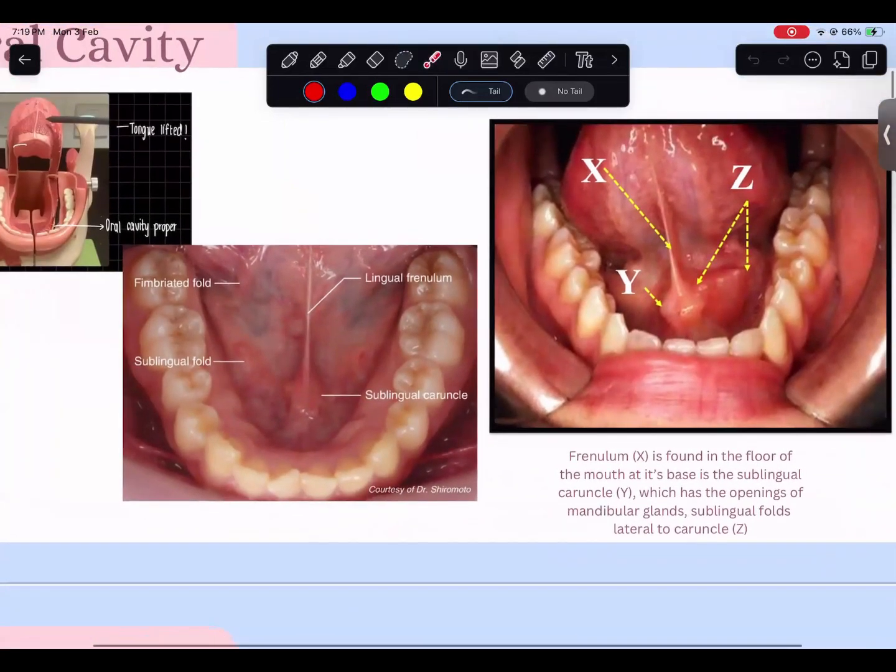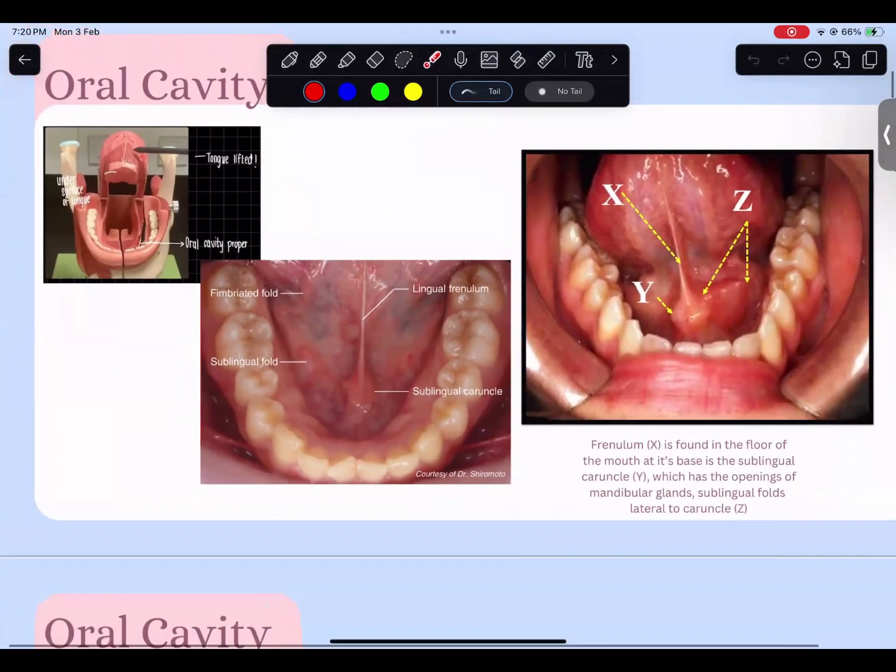Okay, this picture has it all labeled. So this is the sublingual caruncle, this is the frenulum, and this is also the sublingual fold. Not that important, but for your knowledge, you should know it.